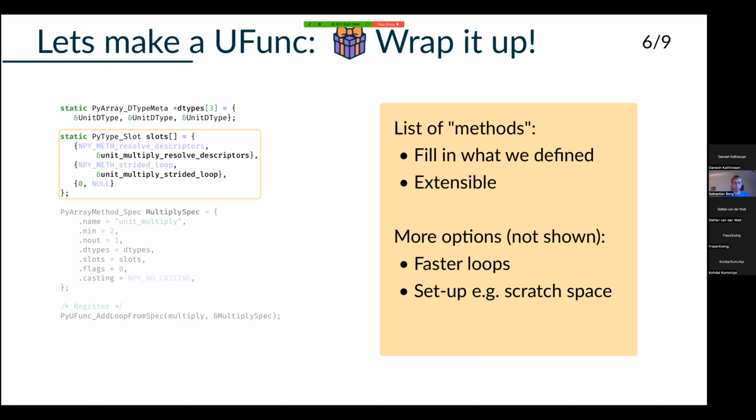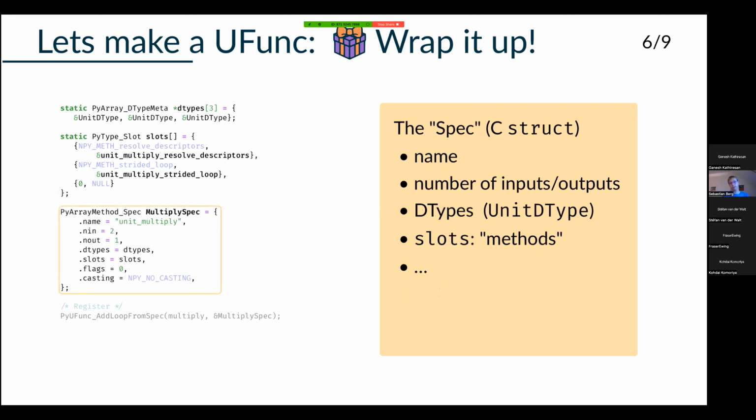Then finally, we need to wrap it all up into a spec, a specification. This is all very much like how Python does classes nowadays in C. So that spec has a name. This is mostly for debugging purposes. Then the number of inputs of the UFunc, the number of outputs of the UFunc, and the dtypes we're working on that were just defined above. Slots, our methods, flags. I'm not going to go into too much detail right now.